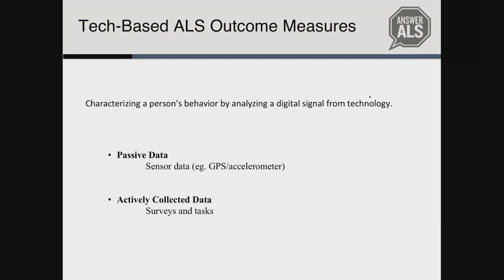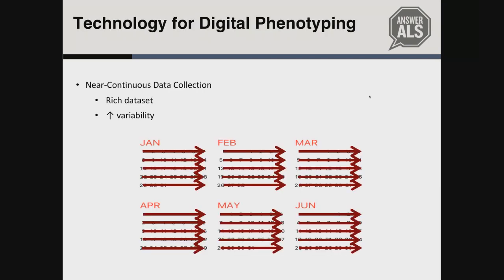The other way to collect data is what's called actively collected data, and this is essentially surveys and tasks. You might have an app on a phone or a wearable, but you're asking participants to go out of their way and do something different for the study. And that can be a very powerful way of collecting data as well, because it's a more constrained environment, less variability, you can get exactly the information you need, but people need to remember to do it. Next slide.